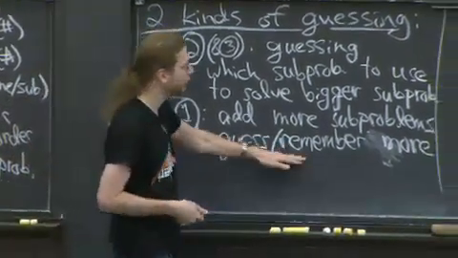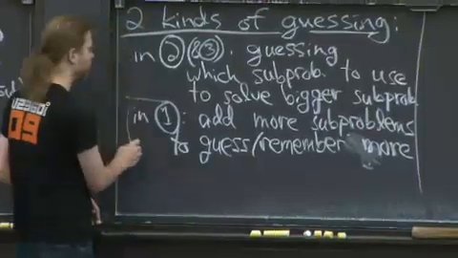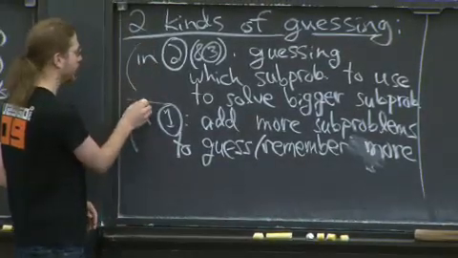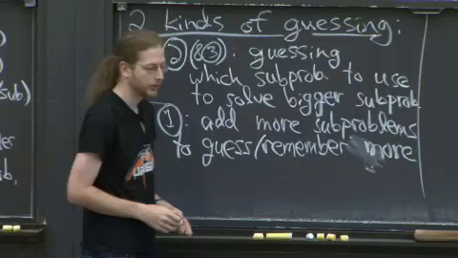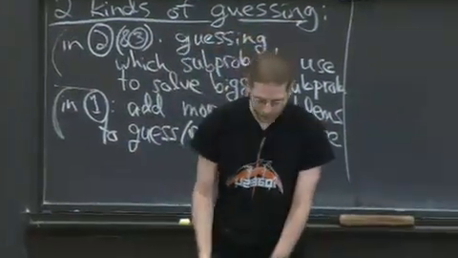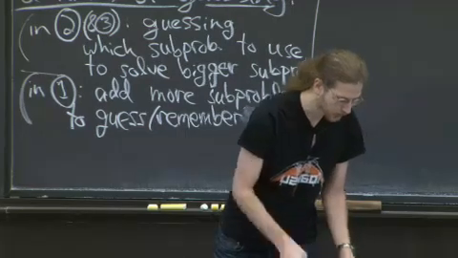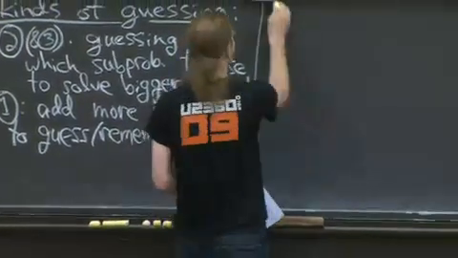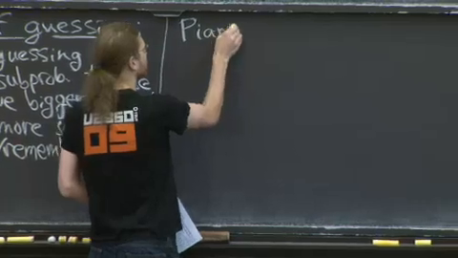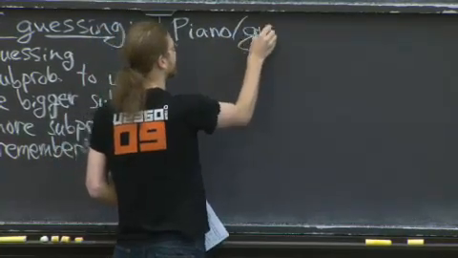We're going to see a bunch of examples of this type today. We'll always use this type, but we'll see more of this, where the obvious subproblems don't work, and we need to add more. So the first example is piano and guitar fingering.